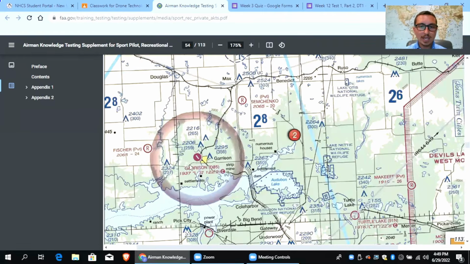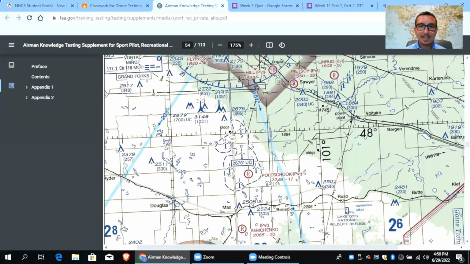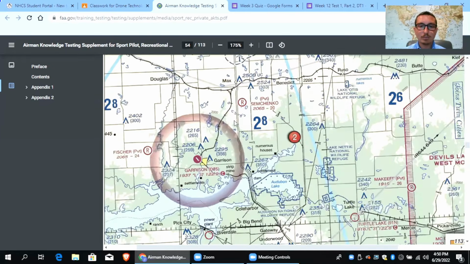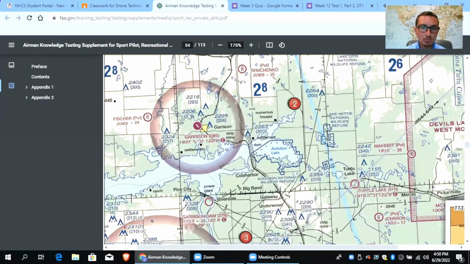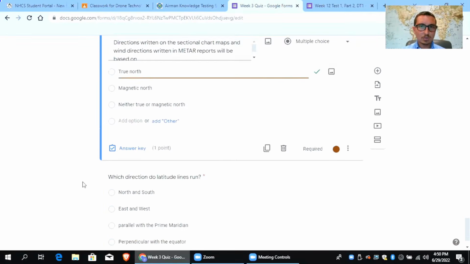Over down here, we have the Echo that starts at 700 AGL, not at ground level. If it had that dashed magenta line, it would be at ground level. But this one, you could fly your drone right over here without ATC permission as long as you stay below 700 feet, because this shaded magenta means the airspace starts at 700 feet. So that's the big difference there. Let's see if that answered our question.